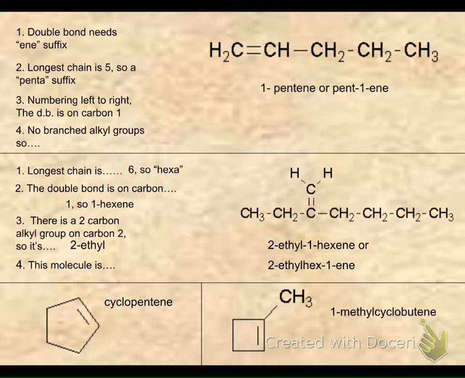Now, is this double bond coming off carbon 1 or is it coming off carbon 5? It's coming off 1. We want it to have the lowest number. So this is going to be a 1-hexene.